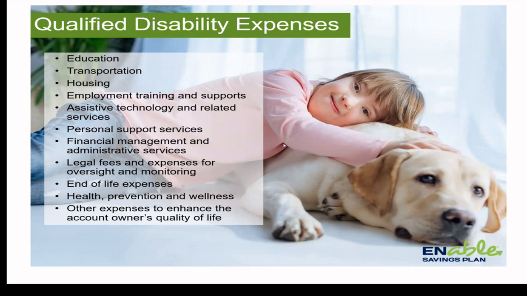This is a big question a lot of people have. There are lots of things that you can spend your Enable savings on: education, transportation, housing, employment and training supports, any kind of assistive technology, personal support services, financial and administrative services, legal fees, any end-of-life expenses, health prevention and wellness, and any other expense that enhances the account owner's quality of life. So as long as you can tie it to quality of life, then it would be considered a qualified expense.